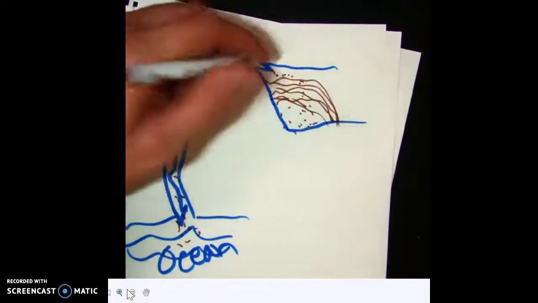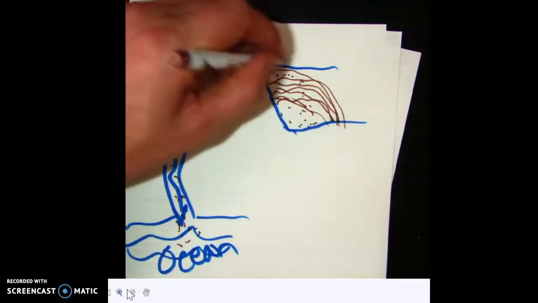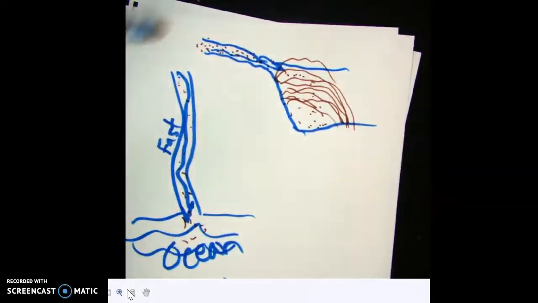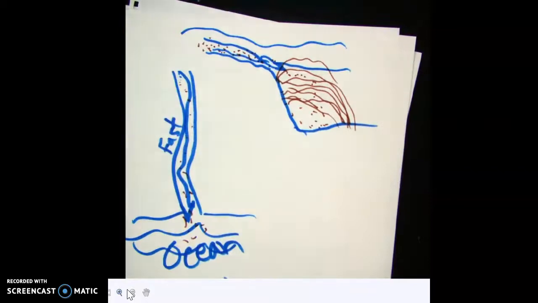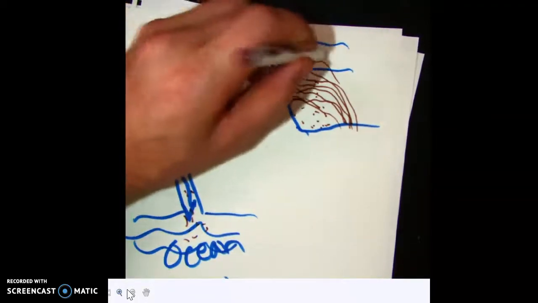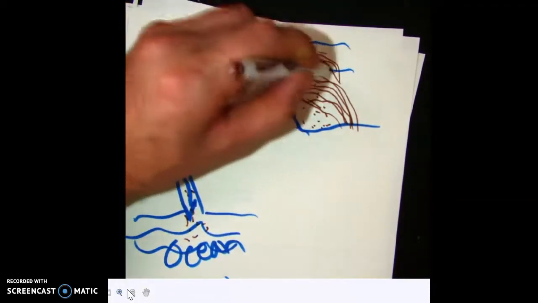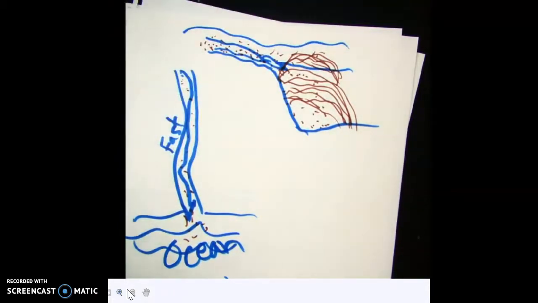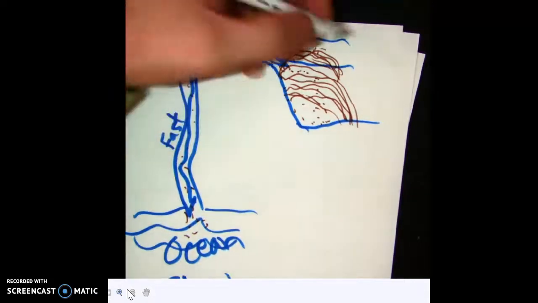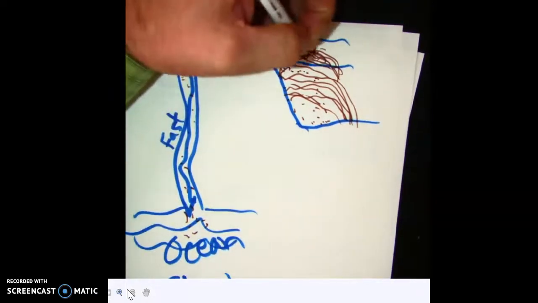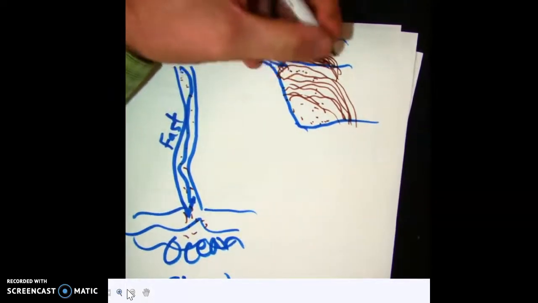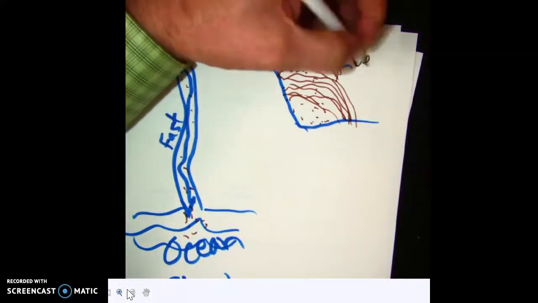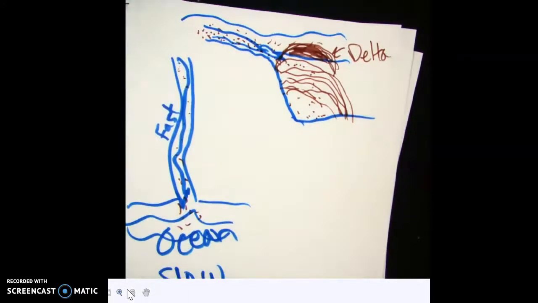And then during a flood, when that water is really high and really full of sediments, really muddy water, it's going to make that pile even higher. And then when that flood recedes, this is going to be sticking out of the water, and this will be your delta, right?